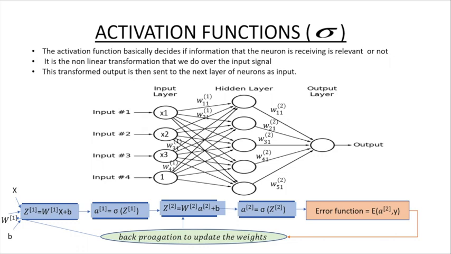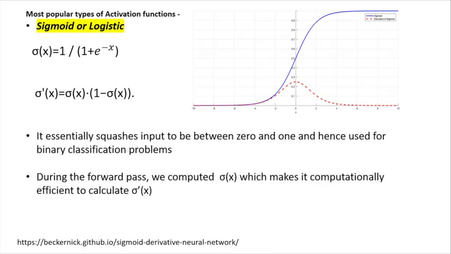So let's go one by one through various activation functions. The first one is the sigmoid or logistic function. Mathematically, sigma(x) is defined as 1 divided by 1 plus e raised to the power minus x, and we can calculate its derivative mathematically, and we can finally simplify it to get sigma'(x) equal to sigma(x) times 1 minus sigma(x).